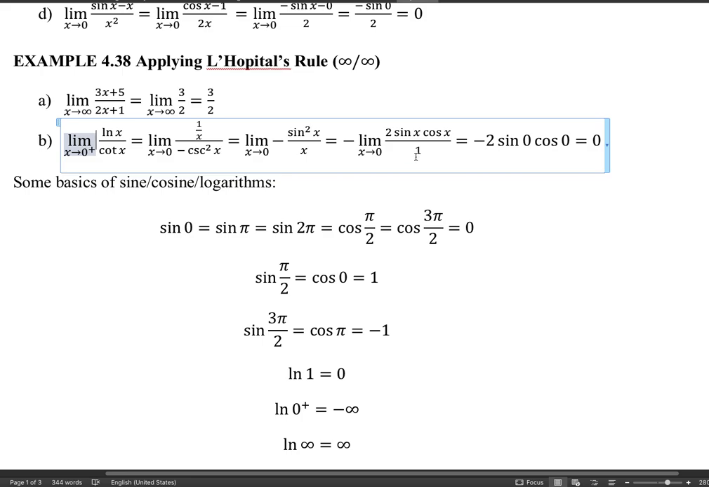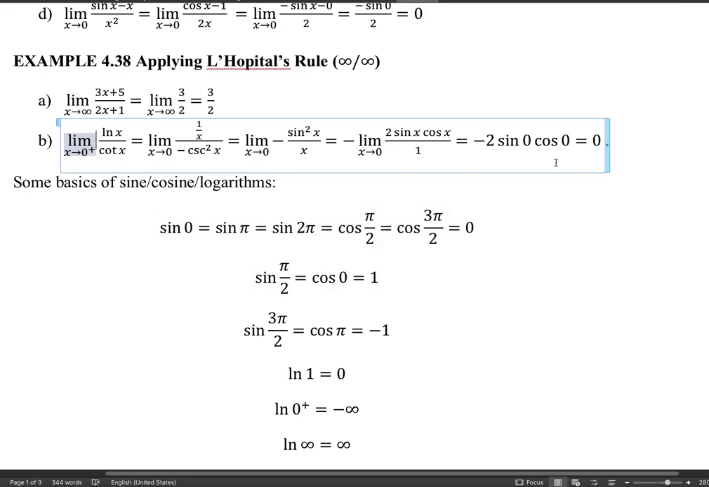And again, don't forget, the way to find out the limit is direct substitution. So this time I consider it as a direct substitution because the denominator is 1. I really don't need to consider this 1 at all. I simply replace x with 0. I have sine 0 times cosine 0. Remember, sine 0 is 0, but cosine 0 is 1.